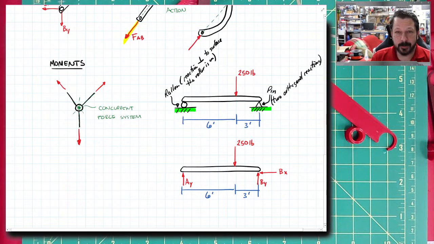And so I did X and Y. They don't have to be horizontal and vertical. They just need to be perpendicular to each other.